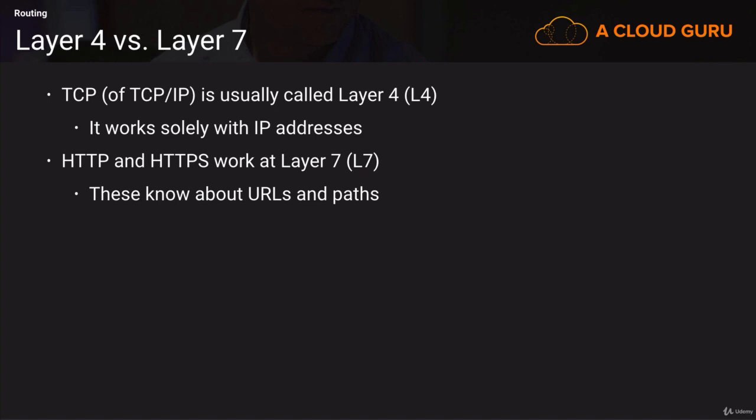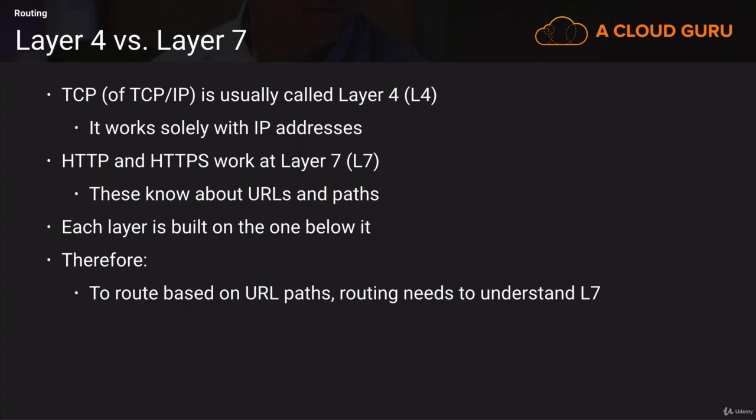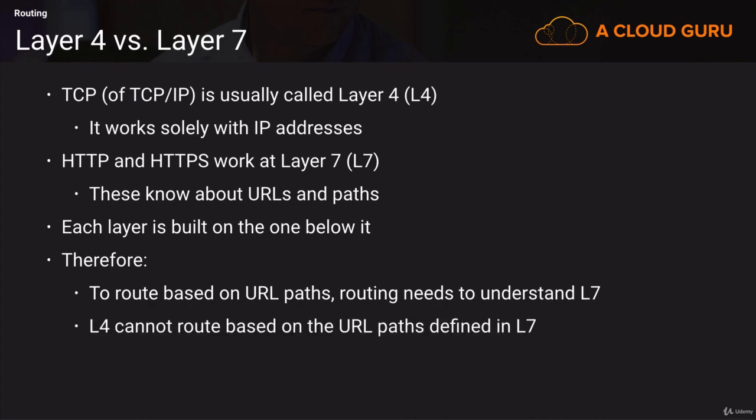Now, because the top layers, like HTTP, are built on the lower layers, like TCP, this means that for something to be able to route based on the path, it needs to understand layer 7. If you're routing based on layer 4 information, you simply can't handle the path.